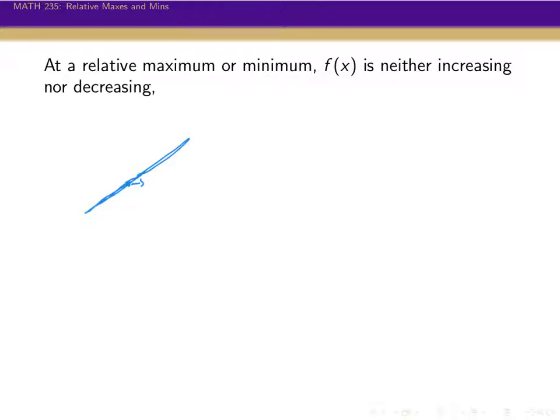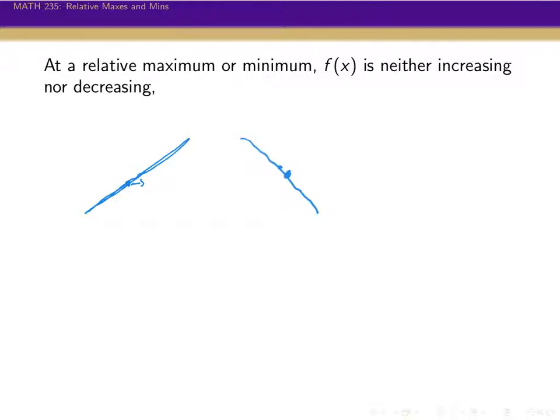Same thing, it can't be decreasing there, because if it's decreasing, rather than going to the right, we could go to the left a little bit, and we would get function values that were bigger than before. So f can't be either increasing or decreasing there.